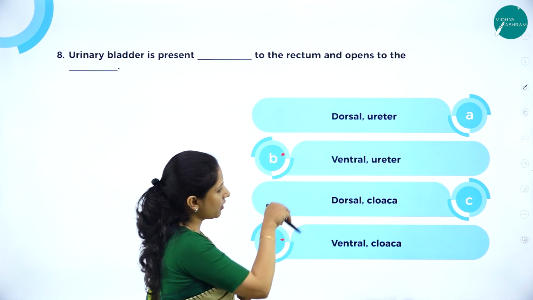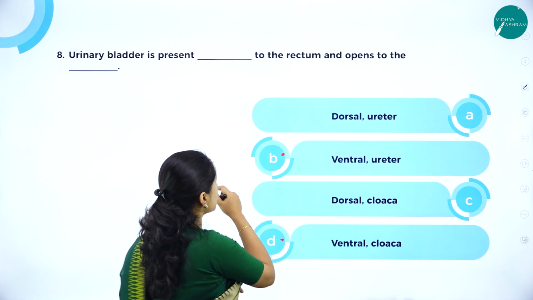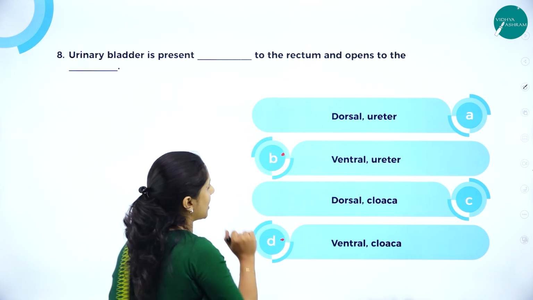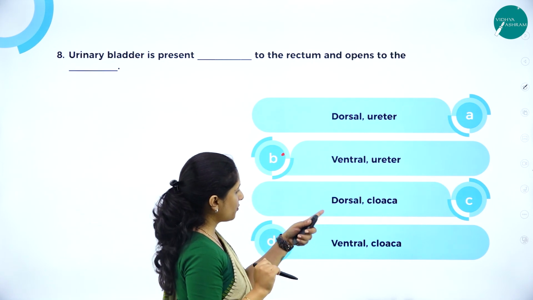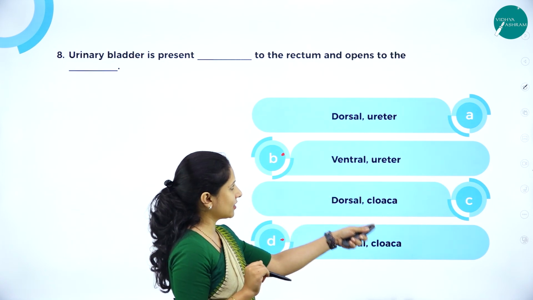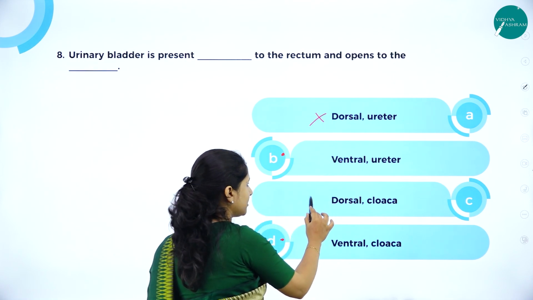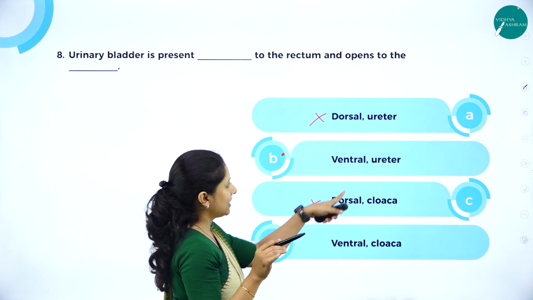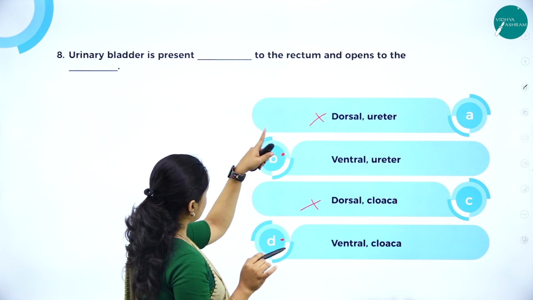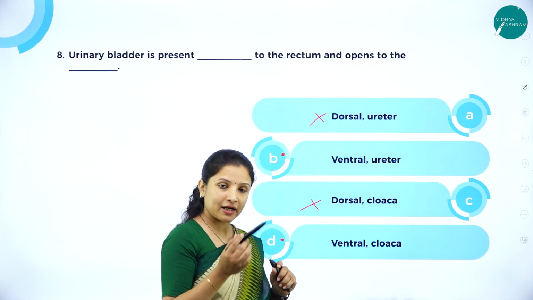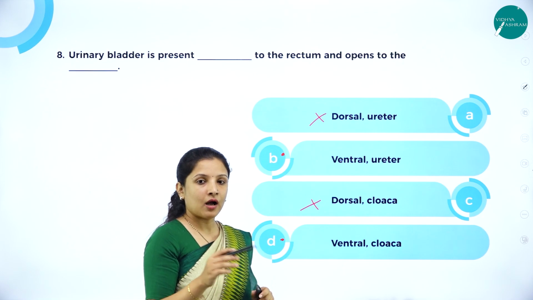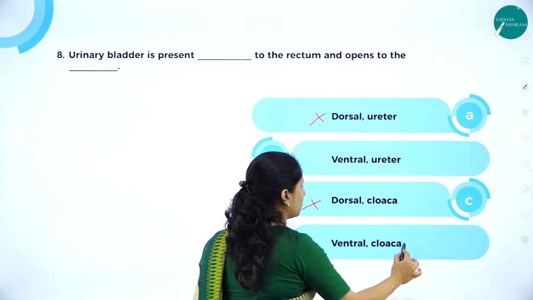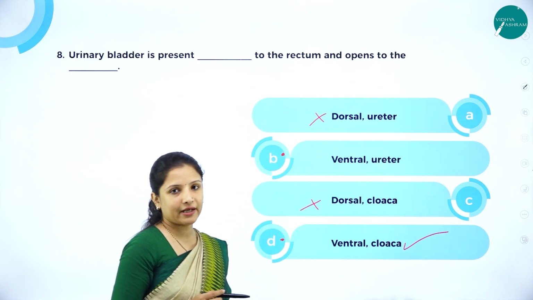Now we have to check between ureter and cloaca. What is the second half of the question? Urinary bladder is present ventral to the rectum and opens to the dash. Does it open to the ureter or to the cloaca? These two we have eliminated, because urinary bladder is not present on the dorsal side. So I'm talking about option B and option D. Is it ureter? No. The ureter actually opens to the cloaca, and the urinary bladder actually opens to the cloaca and not the ureter. So ventral and cloaca, option D is the right answer here.